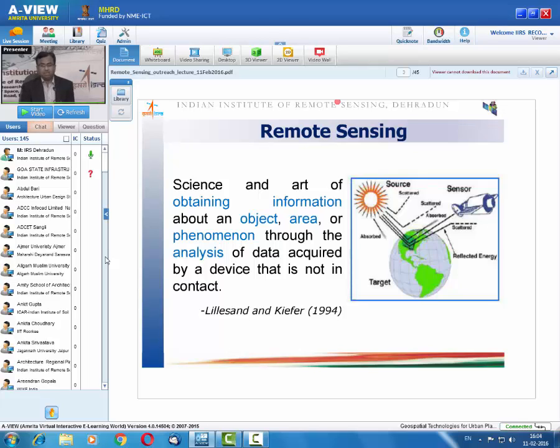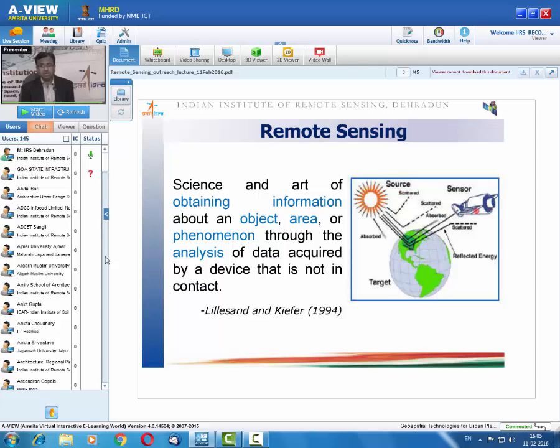Now let me begin with the definition of remote sensing. As we all know, remote sensing is the science and art of obtaining information about an object, area, or phenomenon through the analysis of data acquired by a device that is not in contact. We have got several definitions available in the text, but basically all these definitions speak about information acquisition about any feature on the surface through a variety of methods.